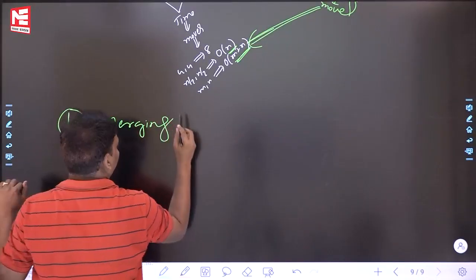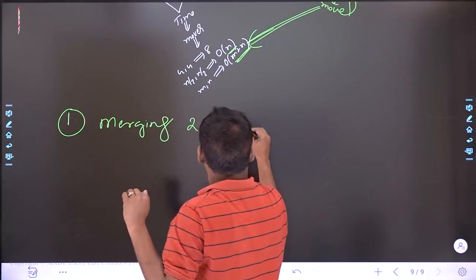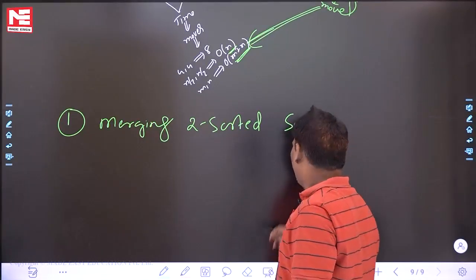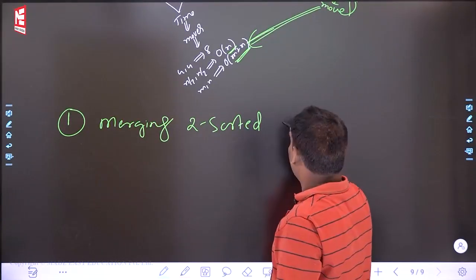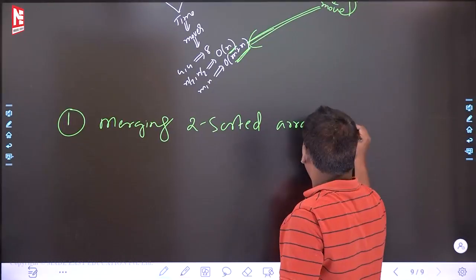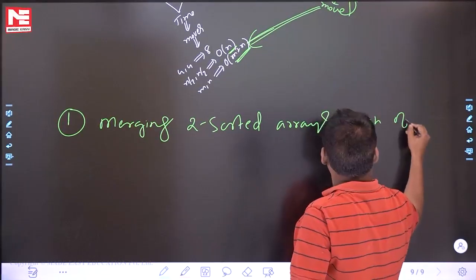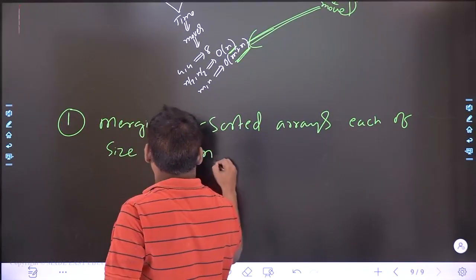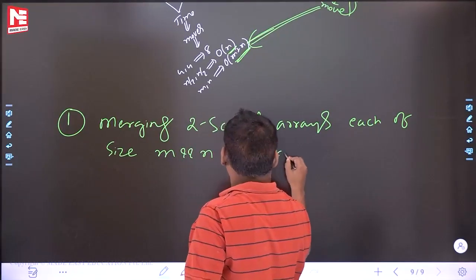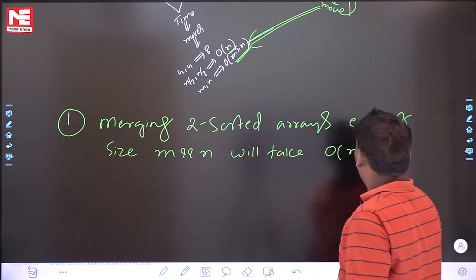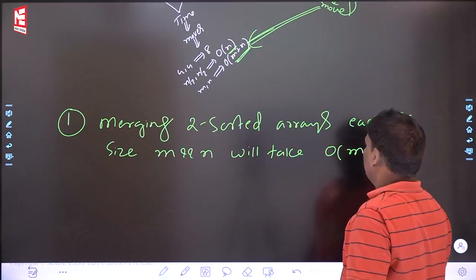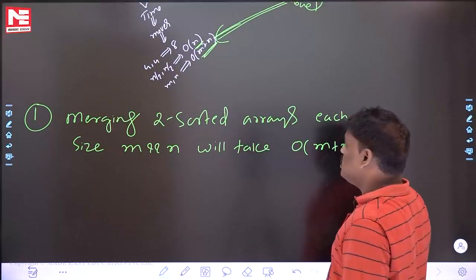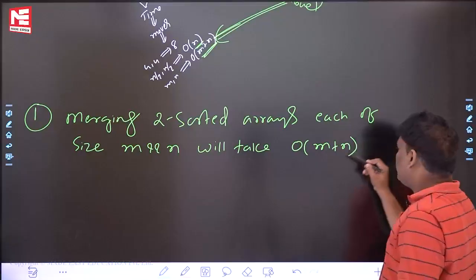This is the conclusion. Merging two sorted sub-arrays or arrays, whatever it may be. If you want, you can say arrays. Merging two sorted arrays, each of size m and n, will take order of m plus n time.